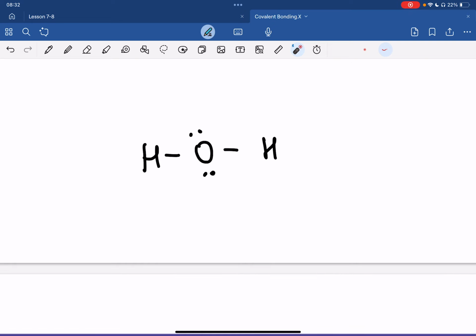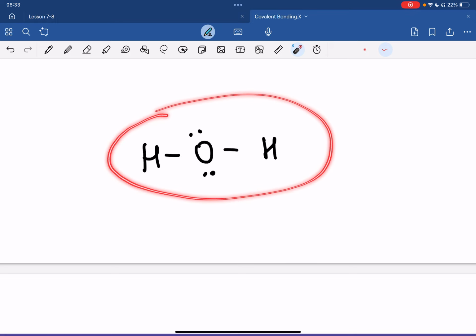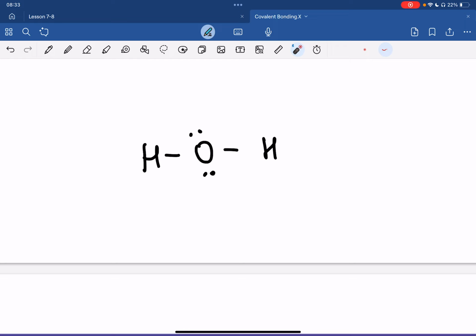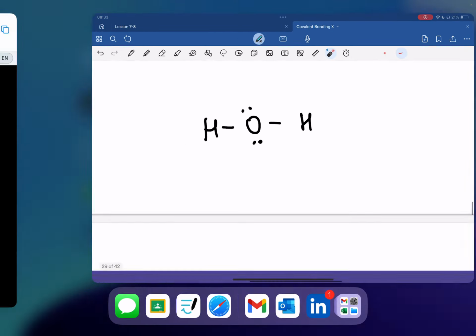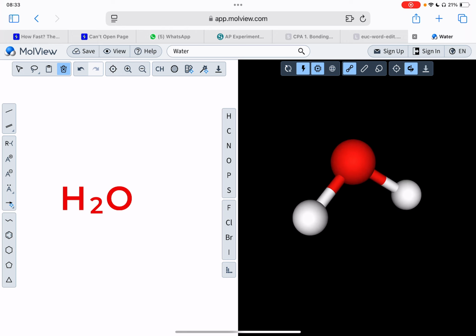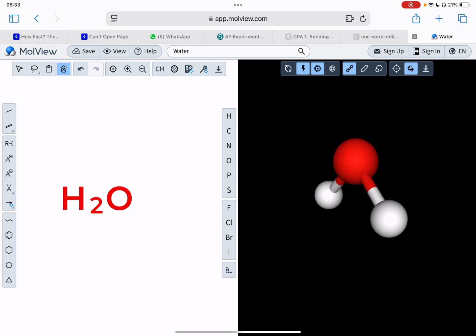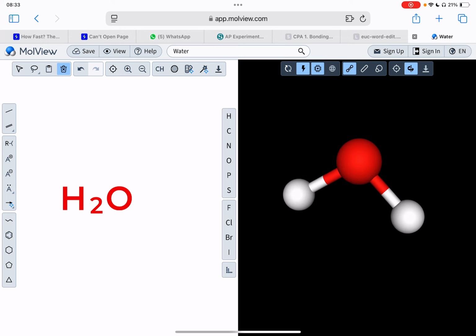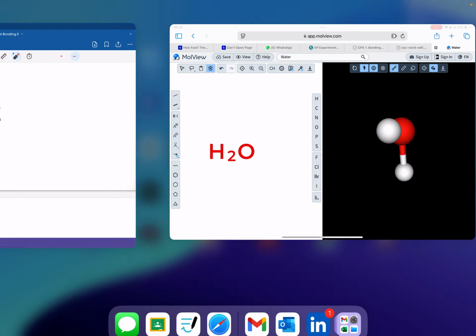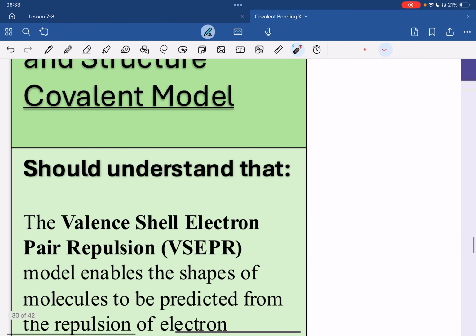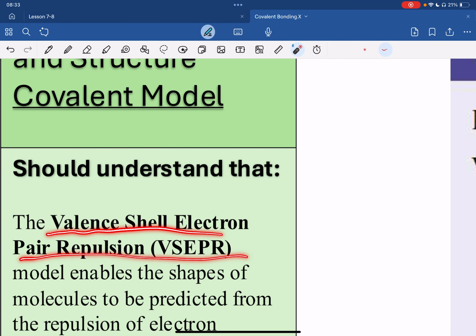As we already did in a lesson about the Lewis structures, we did the water Lewis formula, as you can see from here. But if we check the 3D of the water molecule, we are going to see that in 3D the shape is completely different. So VSEPR theory explains why we have different shapes and why each molecule has its own shape.